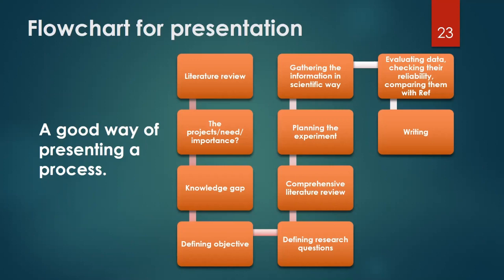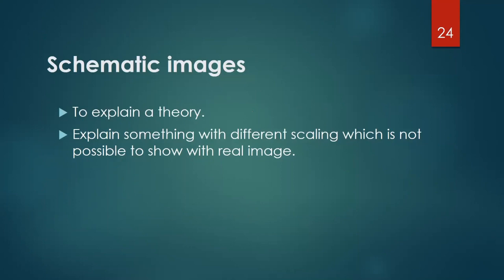So if there is a process in your work, instead of writing lines and words, simply give a flowchart, present the flowchart and explain it briefly. That's all. It will be much clearer than writing a text to inform the reader about the process. Schematic images. This type of image is good for explaining theory.